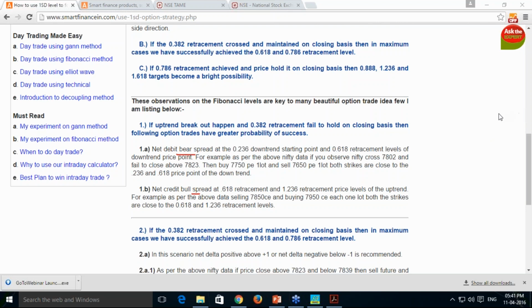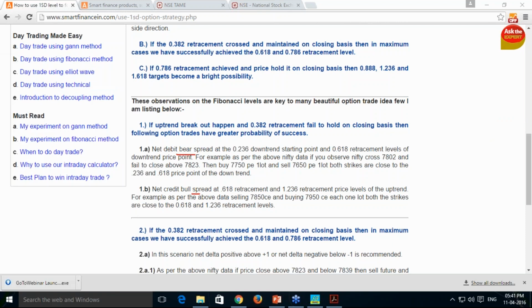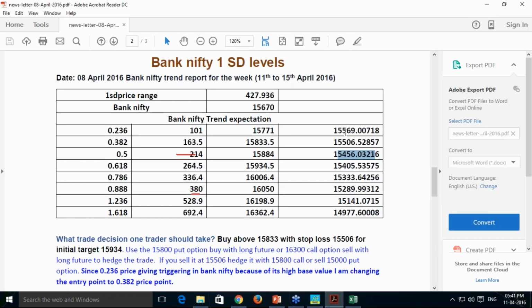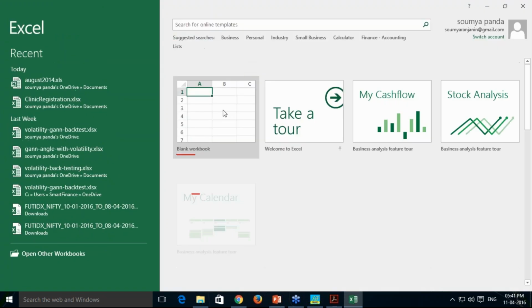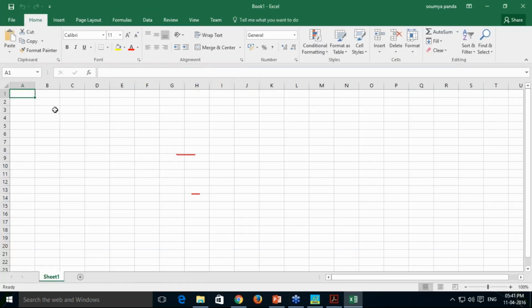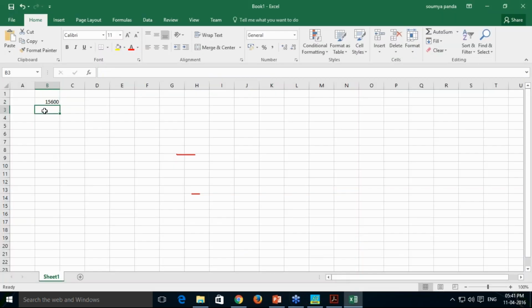Let us talk about the net debit bear spread first, at 0.236 and 0.618. The 0.236 comes to 15,569, so I am rounding it up to 15,600. For Bank Nifty, that is the example: 15,600 is the 0.236 retracement. The 0.618 comes to 15,405, so I am putting it at 15,400.